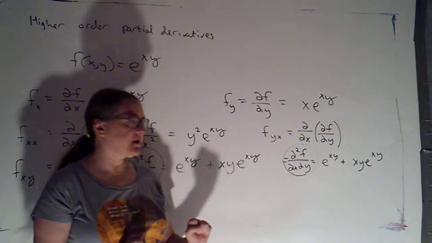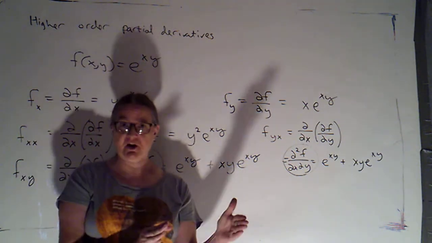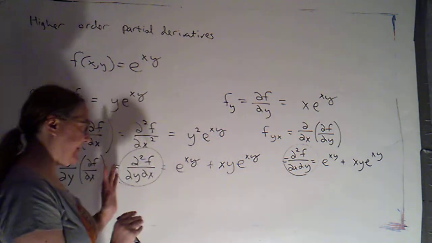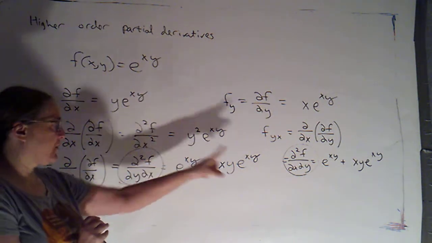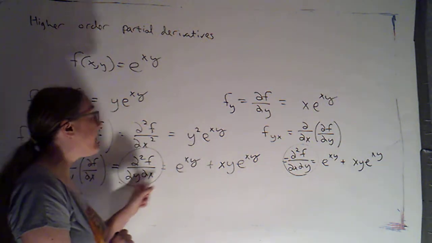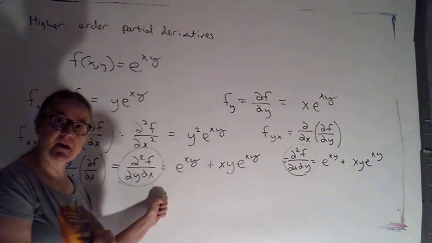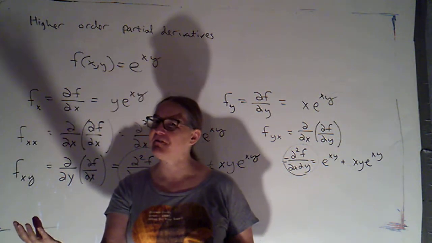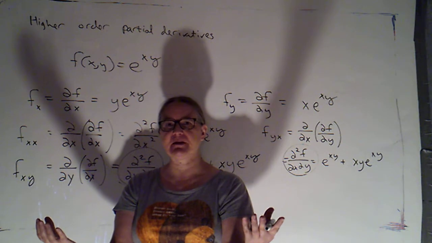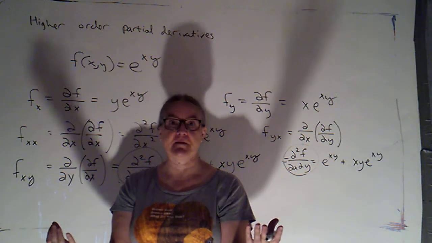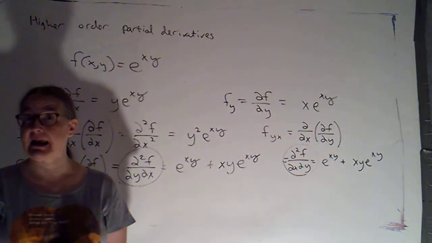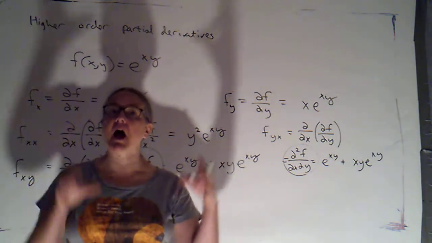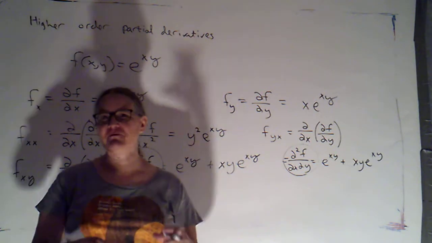Now, the notation is important because it tells me the order in which I did things, and there are times when order matters. It appears that in this case, the order didn't matter. We call these the mixed second partials. The mixed second partials are when I take the first partial with respect to one variable and the second partial with respect to the other variable. And they turn out to be the same. Now, that is not a coincidence. There's an important theorem that tells us under the right conditions, they will be the same.